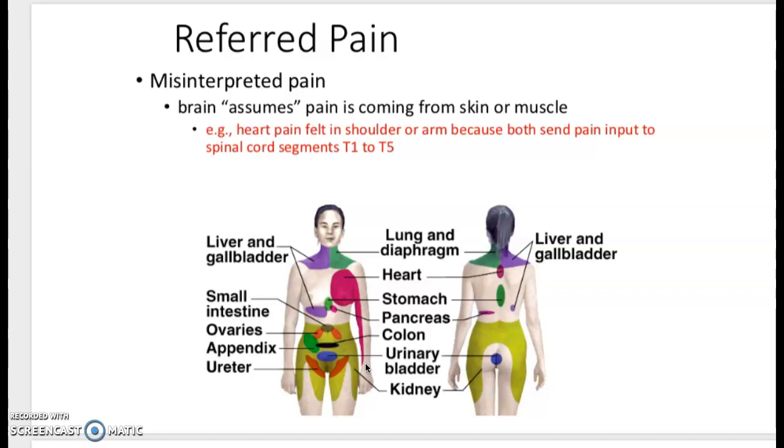Another example, individuals with kidney pain might feel like they just sprained a muscle in their back or something. They're not really sure why they're having this back pain, but actually it's their kidney pain. So this referred pain is just our body's inability to really be specific about its internal organs.